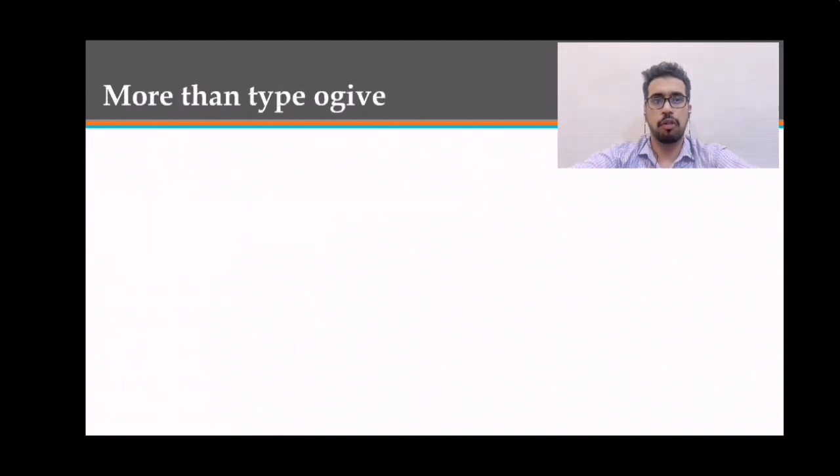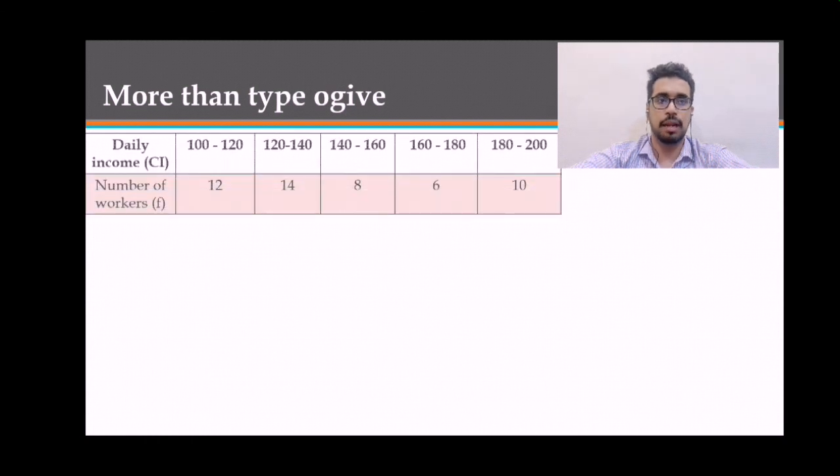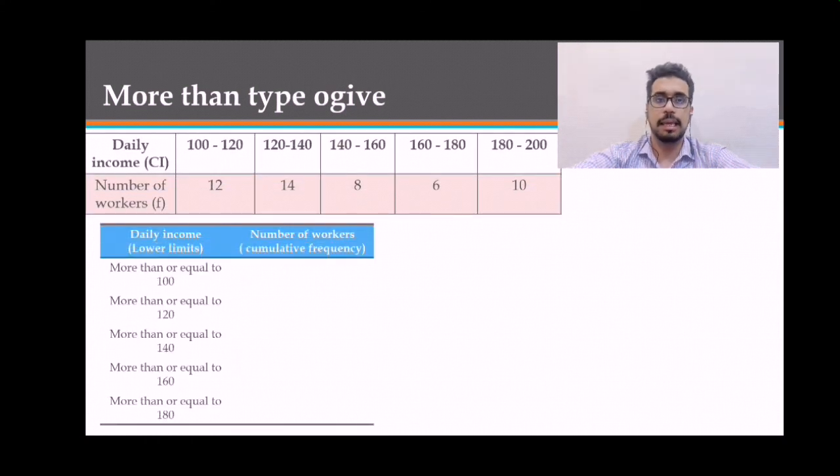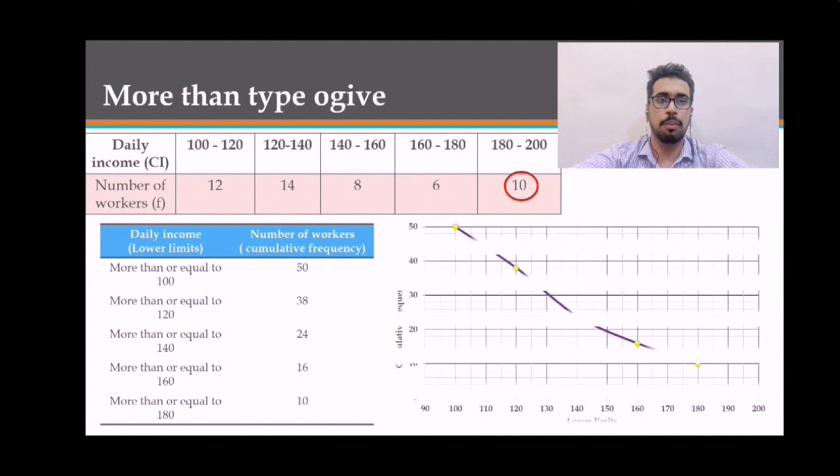Now let's see how to plot a more than type ogive. So here also the same example. Here also we're going to convert the given table into a cumulative frequency table. As the name suggests, more than or equal to 100. Here all the values are more than or equal to 100, which would give me 50. So more than or equal to 120, that is, except the first value, all the values are more than or equal to 120. So I subtract 12 to get 38. Next, I subtract 14 to get 24 and so on. Once I'm done with forming the table, I would take my lower limits on my x-axis and cumulative frequency on my y-axis to obtain the smooth ogive curve.